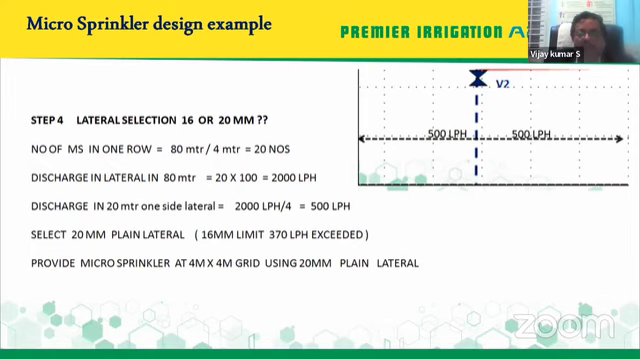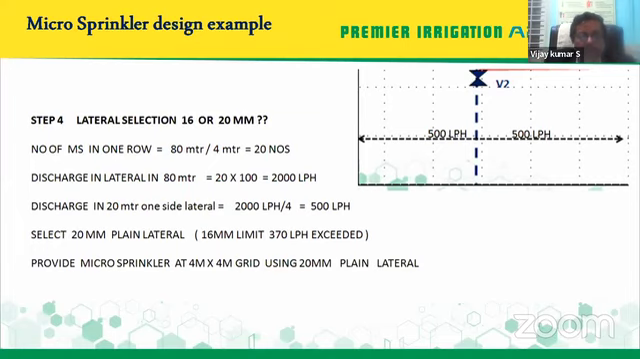So when I come to the lateral, I have a combination. I have a 16 millimeter lateral, I have a 20 millimeter lateral, I have the other sizes. So what should I select? Should I select a 16 or a 20? To do that, I have to check how many micro sprinklers are going to come in one row. In the entire row, as you have seen earlier, it was 80 meters. So 80 divided by 4, you are going to have 20 micro sprinklers from one end of the plot to the other end.